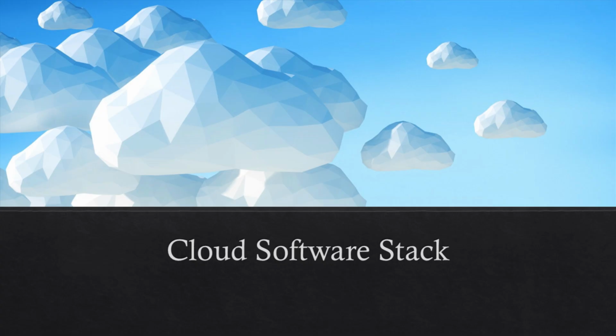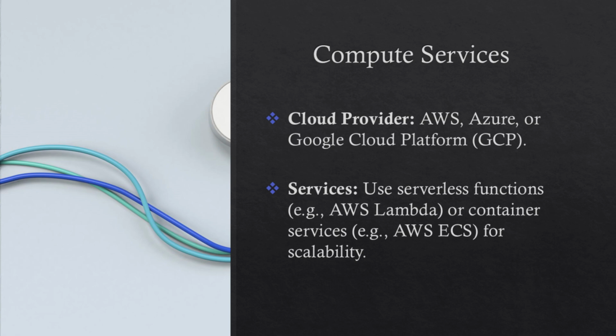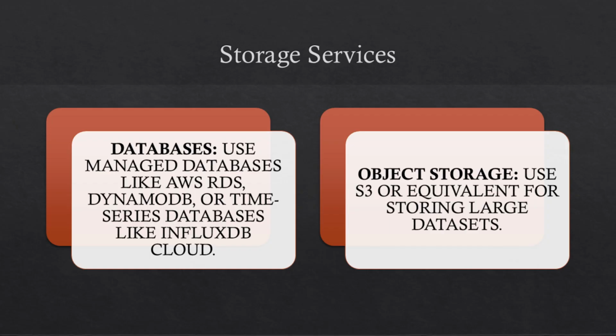In the cloud, we harness the power of leading providers like AWS, Azure, or Google Cloud Platform to run our compute services. We utilize serverless functions such as AWS Lambda or container services like AWS ECS for scalability and efficiency. These services allow us to perform heavy computations, run advanced analytics, and deploy machine learning models without the overhead of managing physical infrastructure. For data storage, we use managed databases like AWS RDS or DynamoDB for structured data.